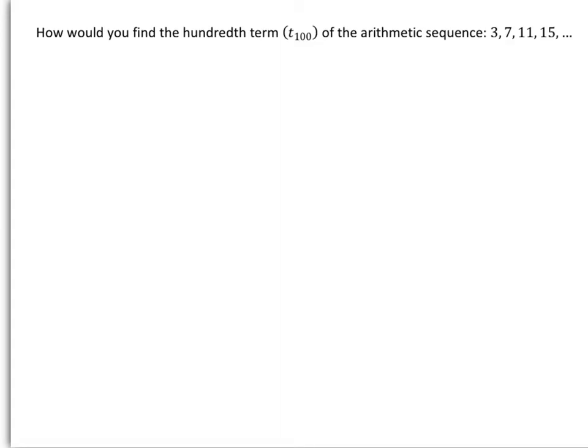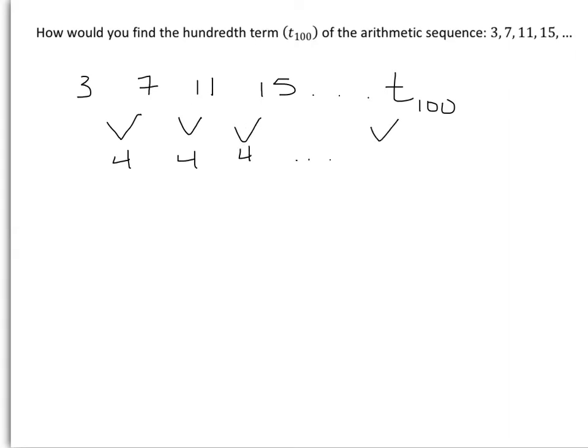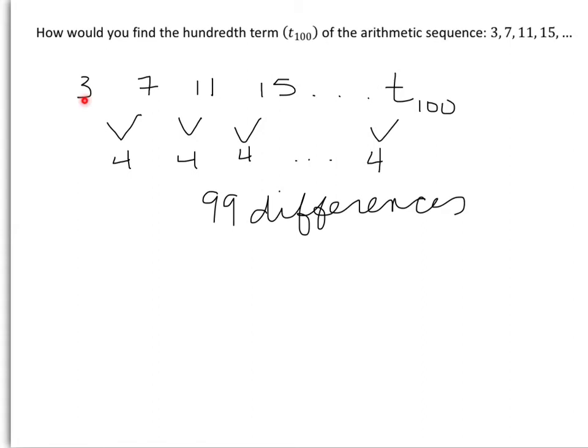So instead, consider this. How would you find the 100th term, which we call T sub 100, of the sequence that's listed? The first thing we can do is look at the terms. So we have 3, 7, 11, 15, right? And there are going to be 100 terms. And then we look at the differences. And what we know is that there have to be 99 differences between the first term and the 100th term.